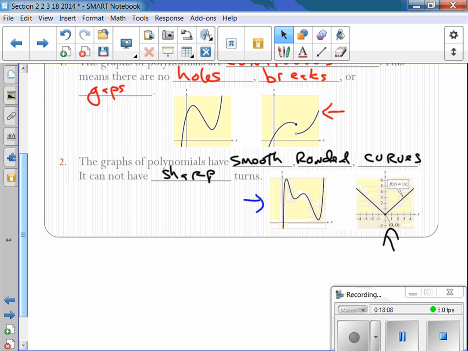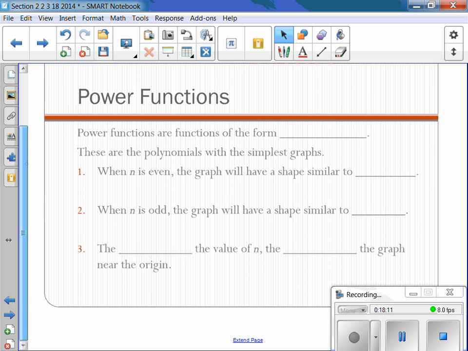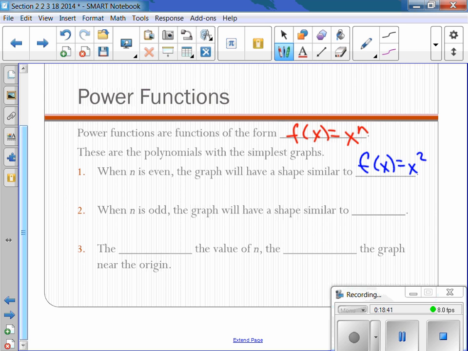Power functions, when we talk about power functions, we're just saying x to the n. f of x equals x to the n. When n is even, it's going to have the characteristic shapes of what? What parent function do you think? It's going to resemble what? Parabola, which is f of x equals x squared. So if I have a graph of f of x equals x to the 4th, x to the 6th, x to the 8th, it's going to pretty much look like x squared, with certain differences, a little bit flatter, a little bit steeper.